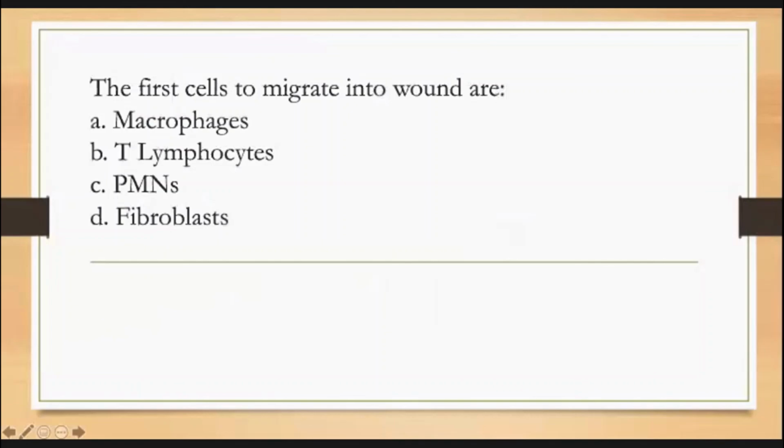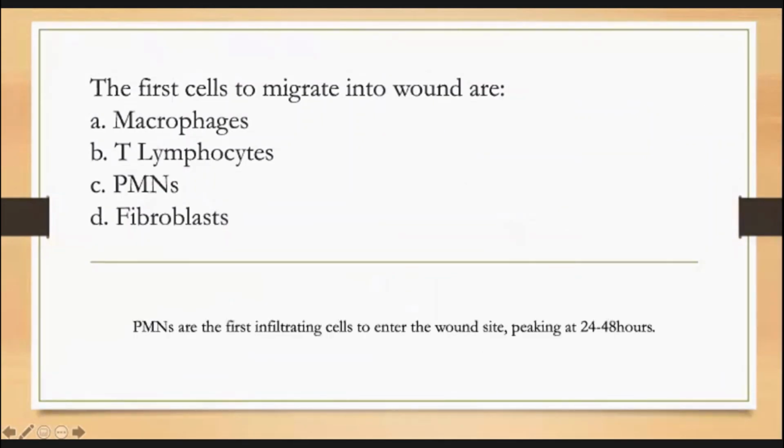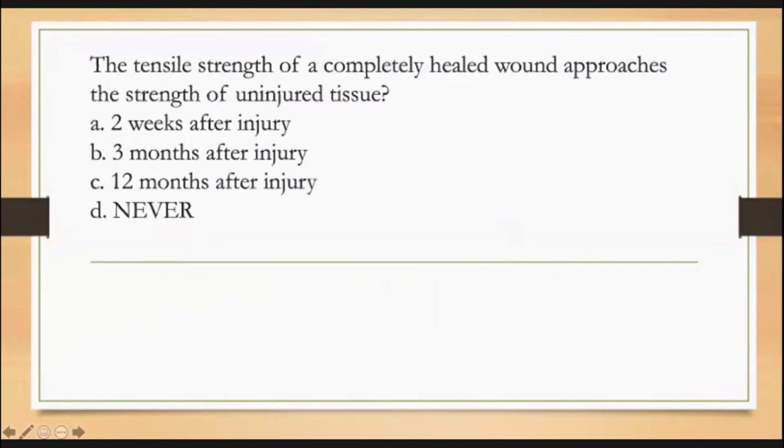Okay, so I guess that's the end of my slides. Question, as a review: the first cells to migrate into the wound are which of the following? Anybody? PMNs, Doc. Okay, PMNs, 24 to 48 hours. So this one, the tensile strength of a completely healed wound. When does that occur?